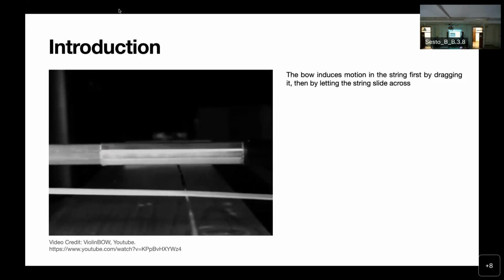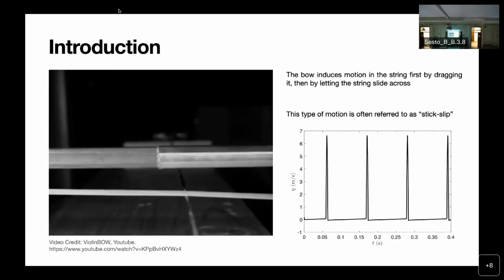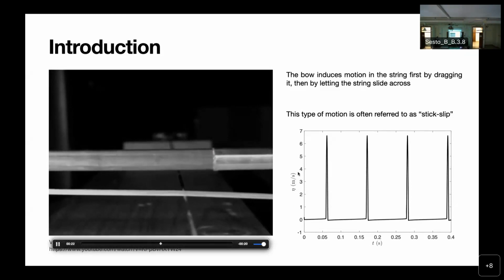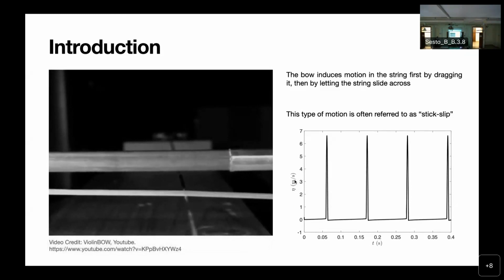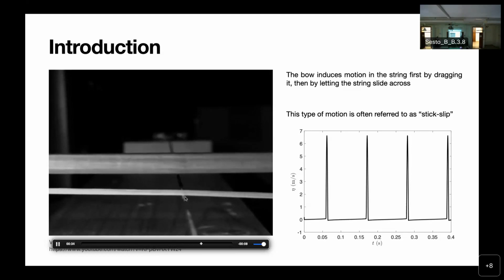This is a very nice video I found on YouTube, and essentially the whole point is to understand the physics of stick-slip. I have a graph here. You can see eta is the relative velocity between the bow and the string at the bowing point. You see from the video that sometimes the string is attached to the bow, so the bow and the string move with the same speed, but then all of a sudden the string starts slipping across the bow.